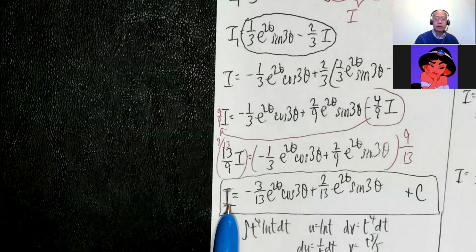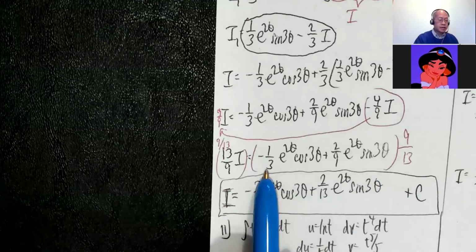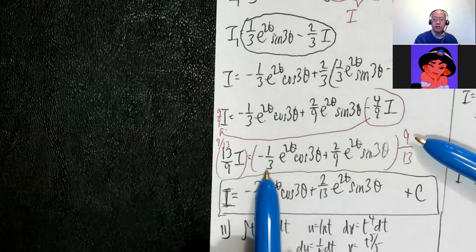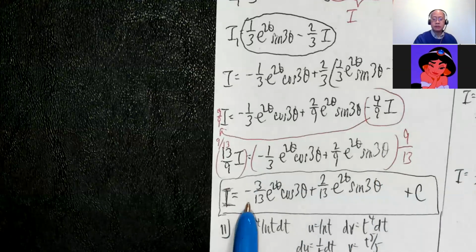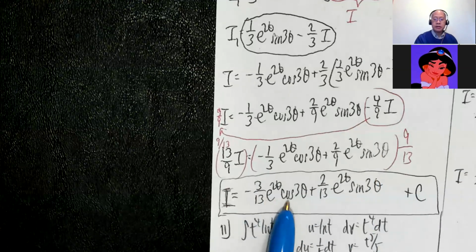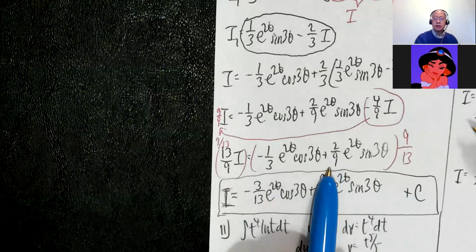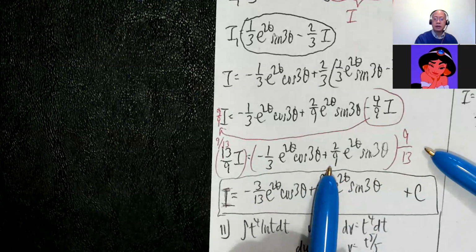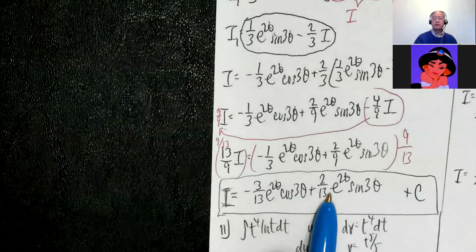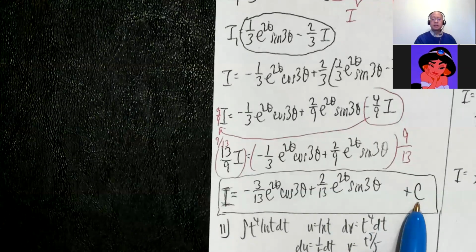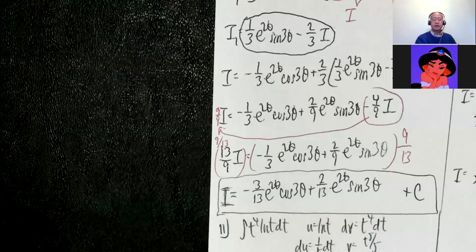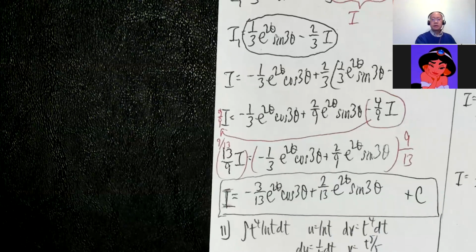So I, the original integral, is 9/13 times the coefficients. 9 cancels to 3, so negative 3/13 e to 2 theta cosine 3 theta plus these two coefficients, the 9s cancel out, 2/13 e to 2 theta sine of 3 theta plus c. And that is my final answer.